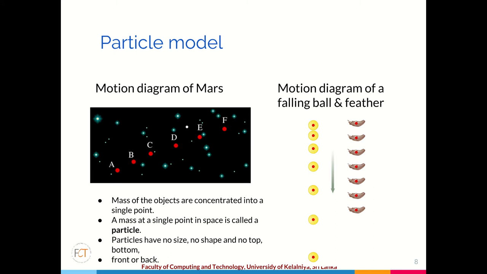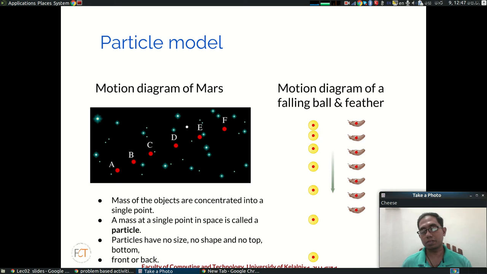So any object we can represent by a dot, and a particle will have no size, no shape. There's no top, bottom, front or back, so we just have a dot. If you represent the motion of a falling ball or a feather using the particle model, if you put the particle model on top of the actual image, you will see something like this. At the center of the ball you have the dot, and the dot goes down. The same with this feather: you have the center of the feather where we assume the mass is concentrated, and then the feather falls down, and at each of these equal time instances where you take the photo, you put a dot. And this is how you reproduce the particle model.